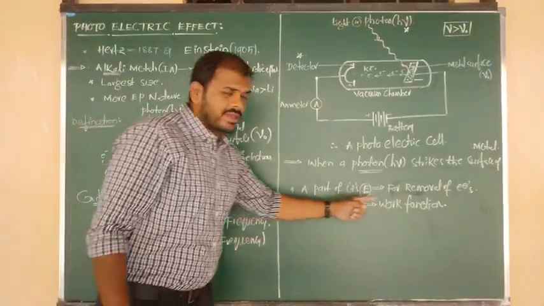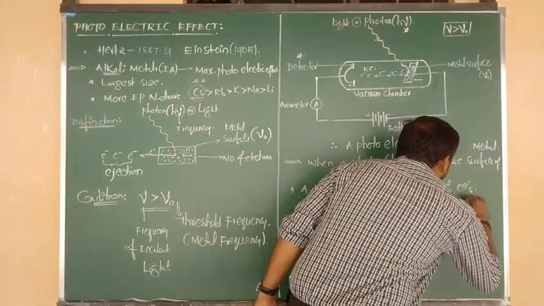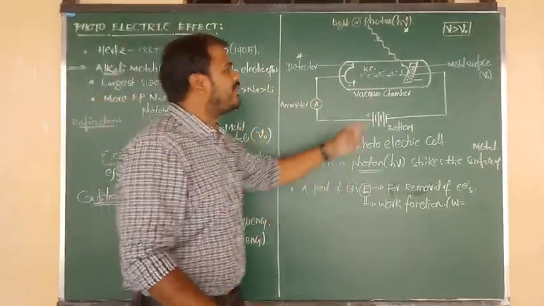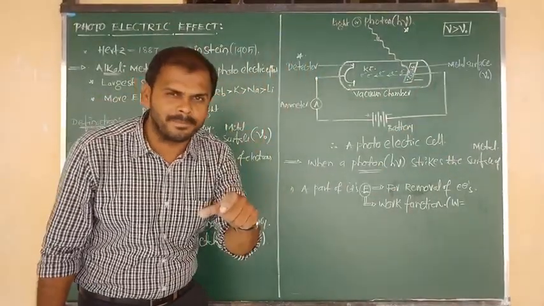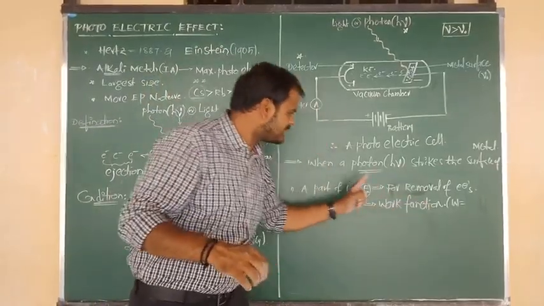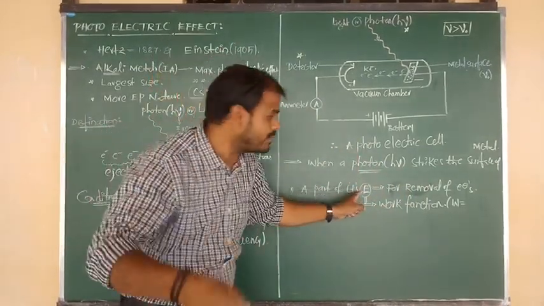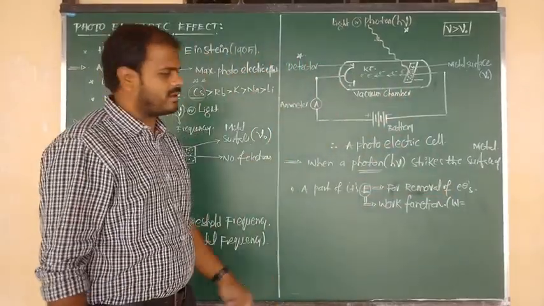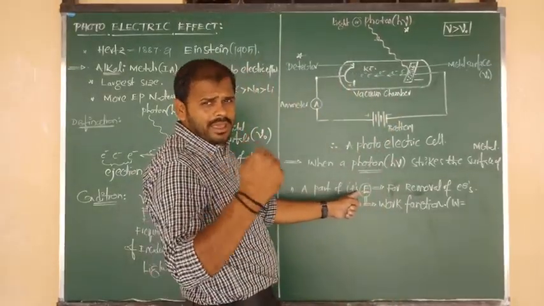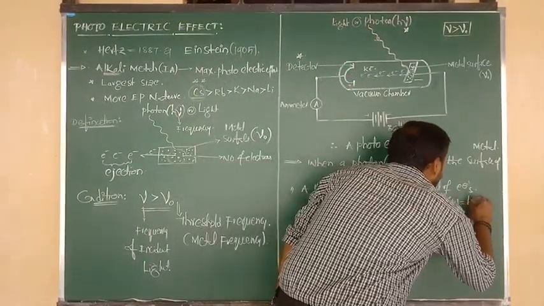So they can ask you, sir, what is meant by work function? Work function can be denoted by the symbol W. But what is meant by work function? Work function occurs inside the metal. So just a small definition: work function is nothing but the energy required for the removal of electron from the surface of metal. That is known as work function. Energy required to remove the electron, but energy taken from where? Photon. What is the symbol of photon? hν.